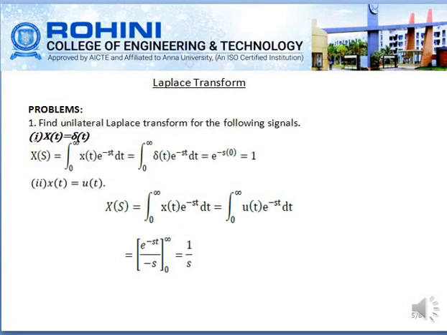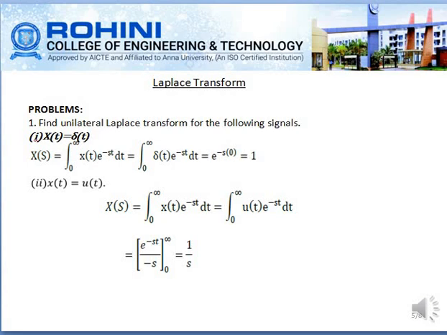Problems: find the unilateral Laplace transform of the following signals. The first signal is x(t) equal to delta(t), that is the impulse signal. So X(s) is equal to the integral from 0 to infinity of x(t) e^(-st) dt. Substitute x(t): the integral from 0 to infinity of delta(t) e^(-st) dt. Delta(t) is an impulse signal. It holds the amplitude 1 if t is equal to 0. So the term is delta(0) e^(-s times 0). The net value is equal to 1. So the Laplace transform of the unit impulse is equal to 1.